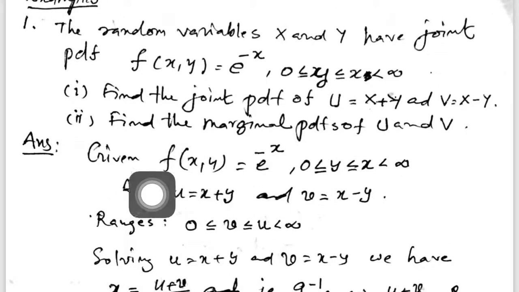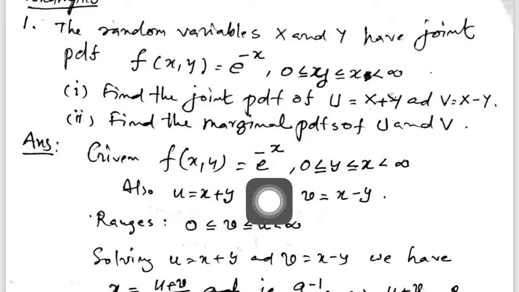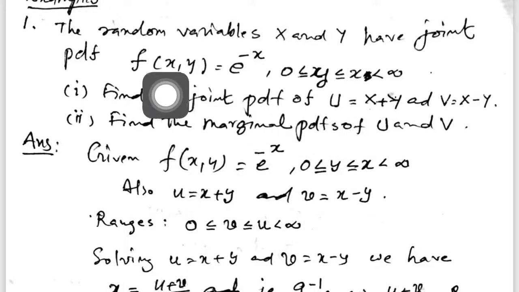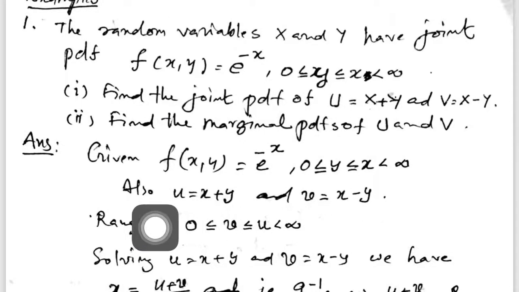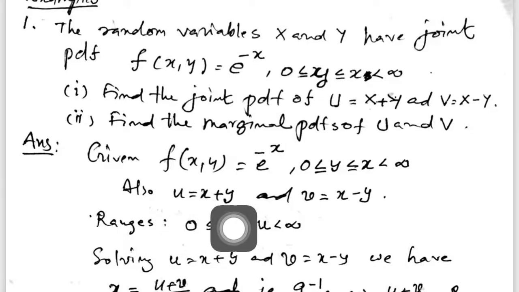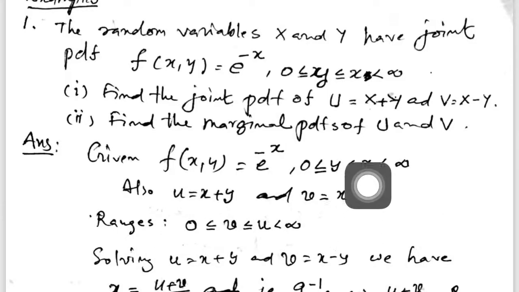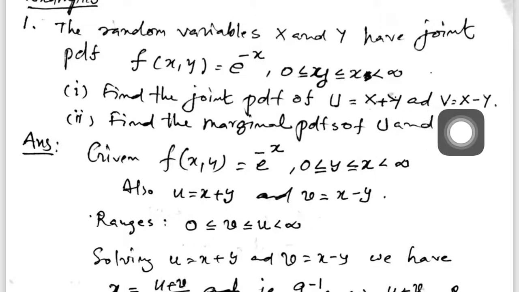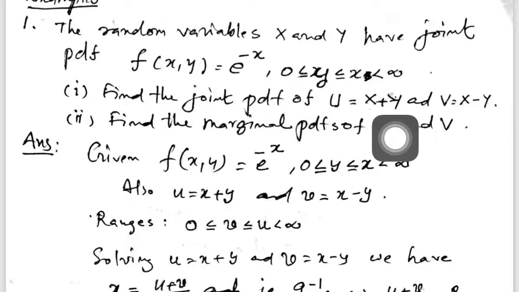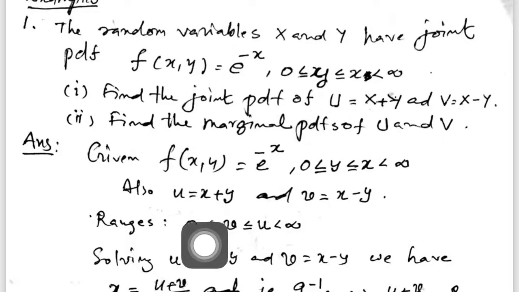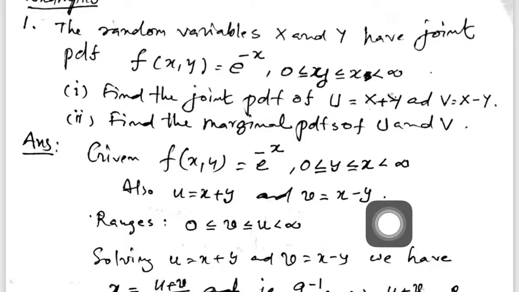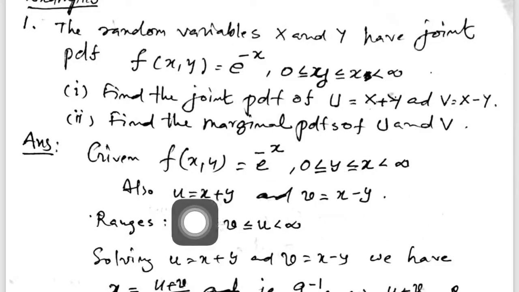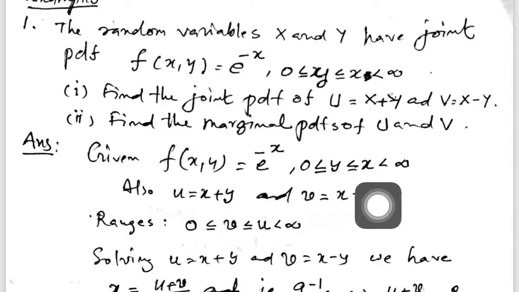In this example, the joint PDF f_XY is equal to e to the power of minus x in the range given in this problem. And you have u equal to x plus y and v equal to x minus y, because you are using the transformation capital U equal to capital X plus Y and capital V equal to capital X minus Y. Here you are using capital letters, whereas here you are using small letters. It is only because these are the random variables and these are the particular values assumed by the random variables.